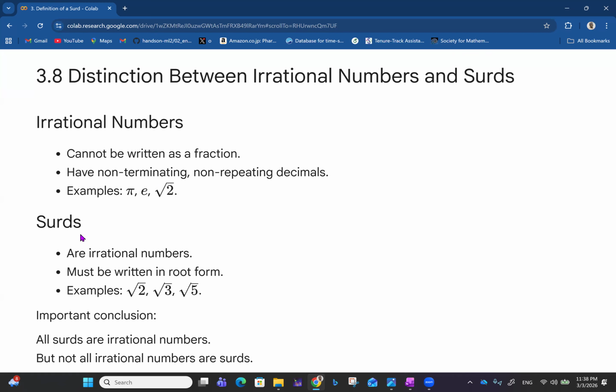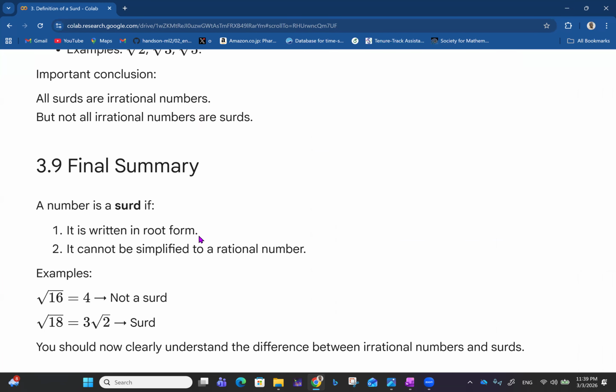On the other hand, talking about surds, surds are irrational numbers. Just like I said before, all surds are irrational, but not all irrational numbers are surds. So surds must be written in root form, like we said. Examples: root 2, root 3, root 5. The important conclusion is that all surds are irrational numbers, but not all irrational numbers are surds, because pi and e are irrational numbers and they are not expressed as roots. So that is why they are not surds.